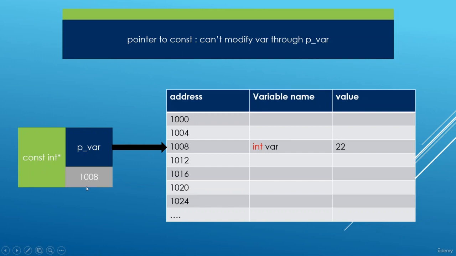In that, we can make it point somewhere else. For example, we can make it point to another variable, and it's no longer going to be pointing to 1008. For example, we can make it point to 1016 here. The compiler is going to allow us to do that. This is the second kind of pointer we can have.